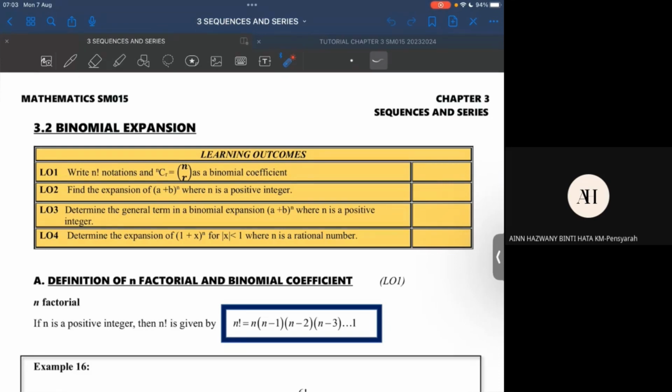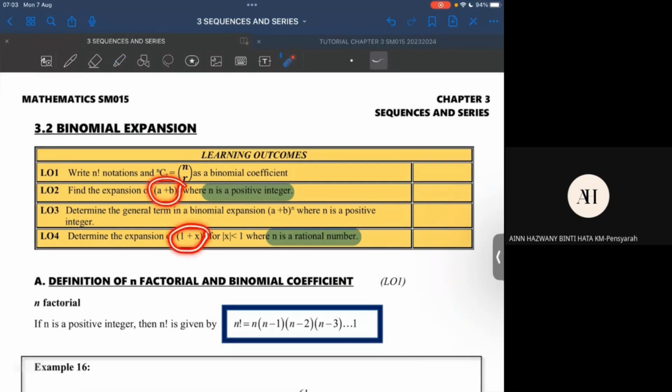And then find the expansion of (a + b)^n where n is a positive integer. N is a positive integer. So apa? N tu ialah ini, power dia. Okay, and then kita akan tengok determine the expansion of (1 + x)^n, tapi n dekat sini pula ialah rational number. So as you can see from here, kita akan expand ini dan juga ini, tetapi perbezaan expansion kita datang daripada n ni. Okay, sama ada dia positive integer ataupun dia ialah rational number. And also kita akan determine the general term dan sebagainya lah. Ini tak ada masalah, nanti kita tengok.